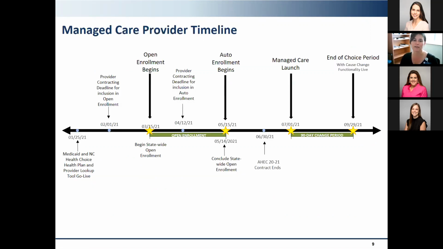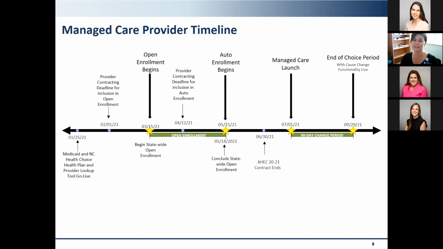Here's just a quick reminder of our timeline. So open enrollment has already begun. It started on March the 15th, and members can now go in and choose both a health plan and who they want as their primary care provider or practice. April 12th is the next really important deadline. It is the deadline for practices to finish all of their contracts in order to be included in the auto enrollment process. You must have a practice contract in place in order to be included in that process.